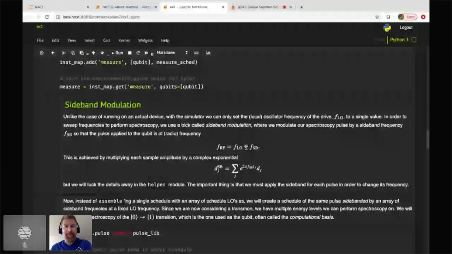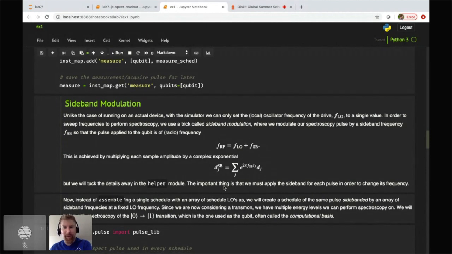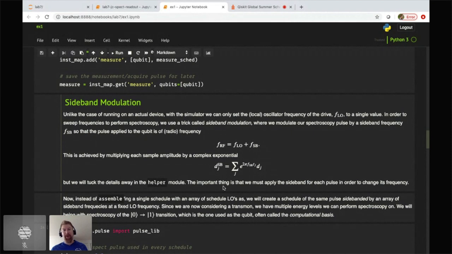You can do that essentially by multiplying each sample of your pulse by a complex exponential, which will effectively allow you to change the frequency of that pulse. And we're going to tuck away the details of that and put it in the helper module as well. But this is a very common way that you can manipulate signals. And it's the one we're going to apply so that we can put the sweep of the frequency into the actual pulses that we're generating ourselves, instead of changing the local oscillator as we did on Armonk.